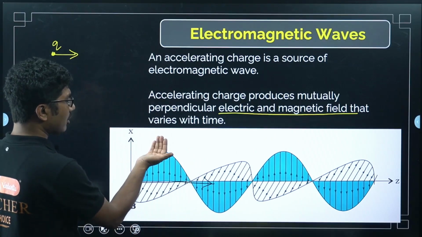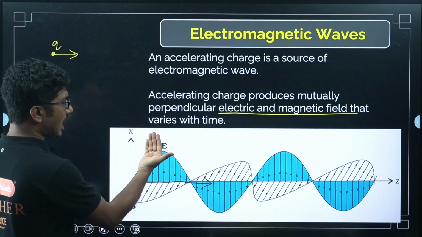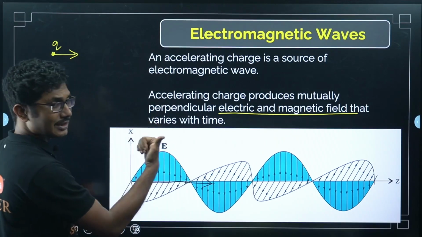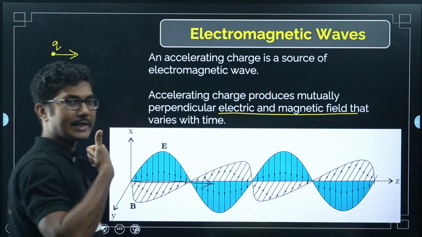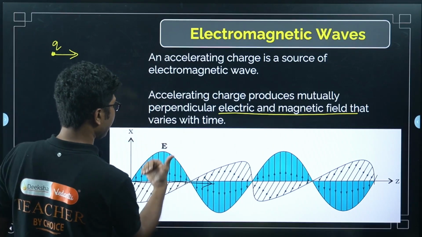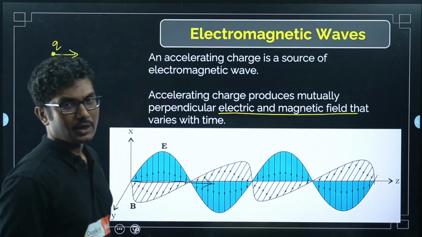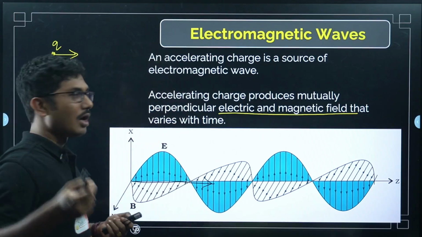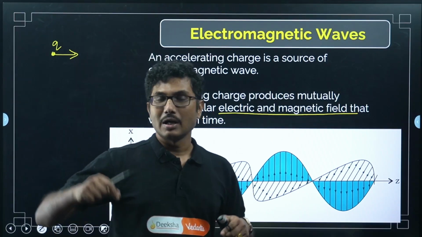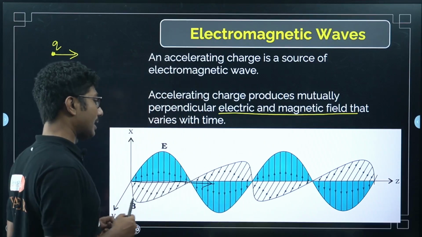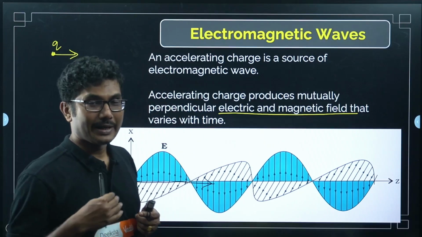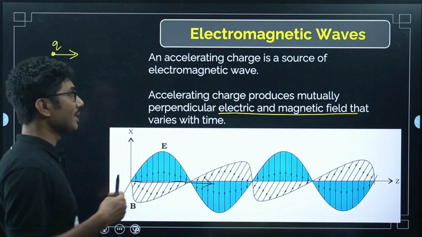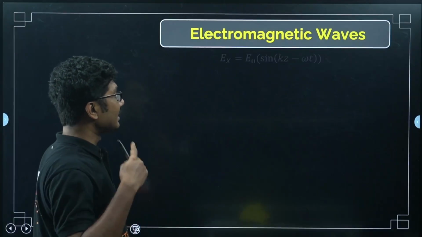So E cross B means you have to start with E, you have to move your fingers towards B, and whatever the direction of the thumb, that is the direction of the wave. So E cross B should give you the direction of the wave. We will study a little bit more about this in our chapter Dual Nature of Radiation and Matter. There we will explore some more problems on this. But so far this is sufficient.